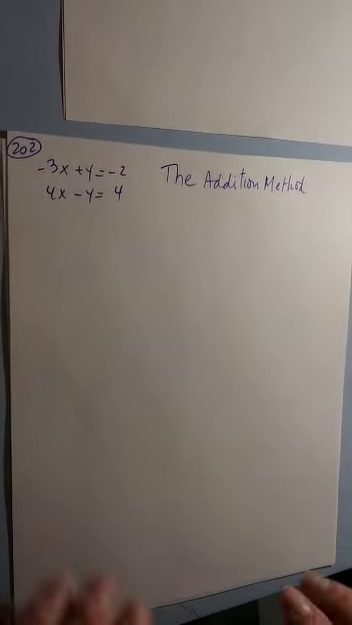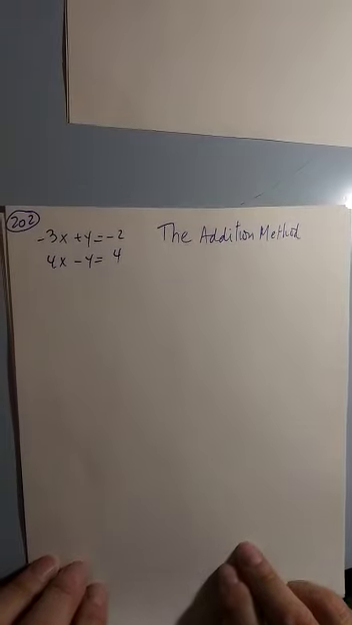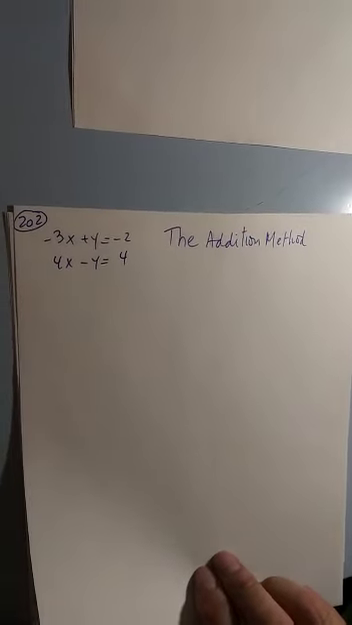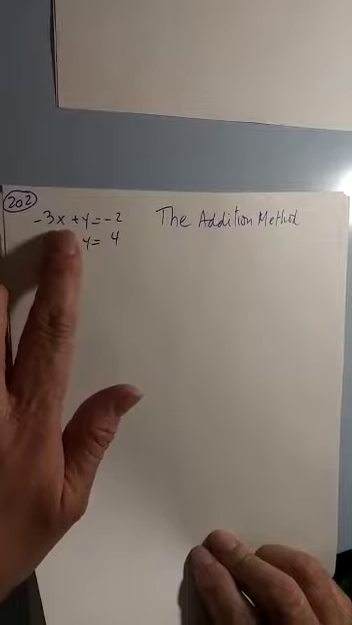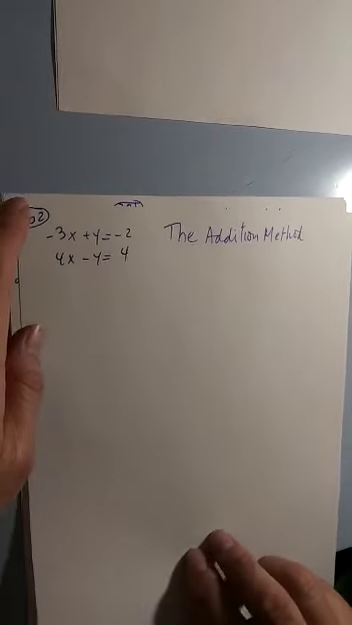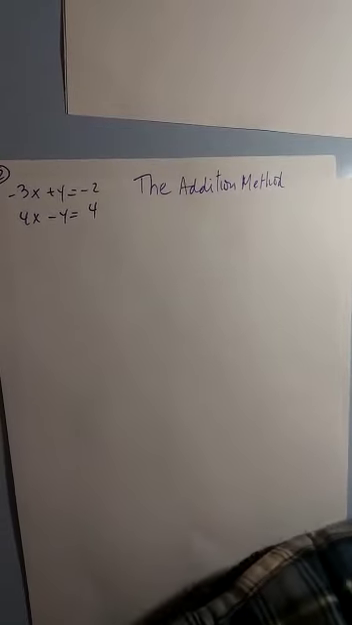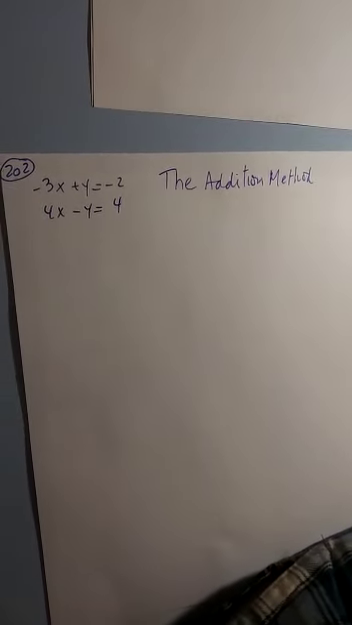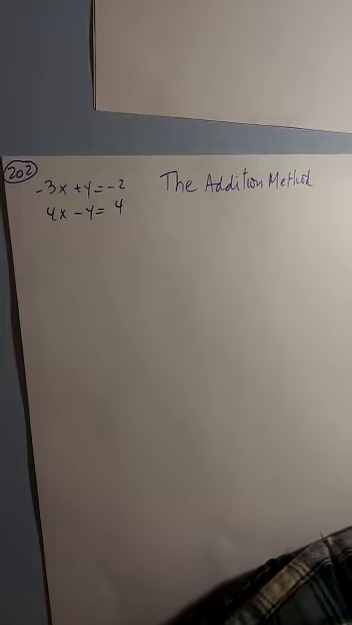Today we're covering the addition method for solving systems of linear equations. We have a system here with two equations and two unknowns, x and y. We have another system here, and a few more that I'd like to do. In the addition method, you try to eliminate one of the unknowns, x or y.